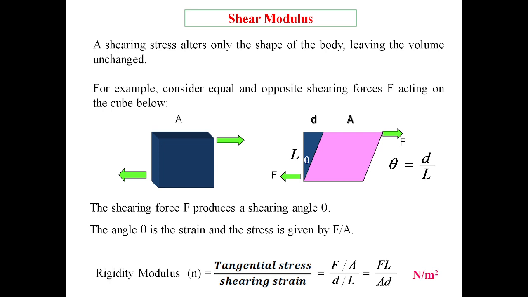A shearing stress alters only the shape of the body, leaving the volume unchanged. For example, consider the equal and opposite shearing forces F acting on the cube below. When the force is applied, the body will be deformed, and the angle is said to be the deformed angle. Here, the angle is the strain, and the stress is given by F by A. So rigidity modulus is nothing but tangential stress to the shearing strain, equal to F by A divided by D by L. Therefore, FL by AD, Newton per meter square.